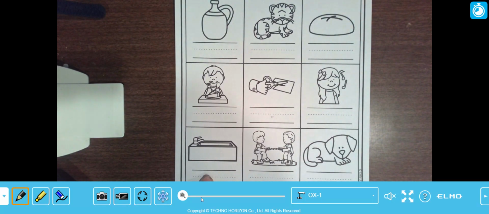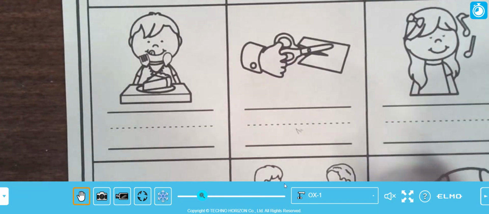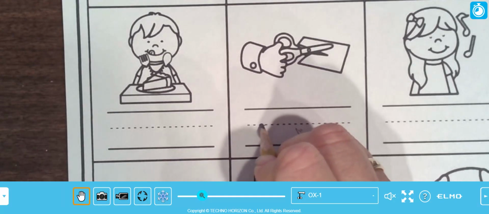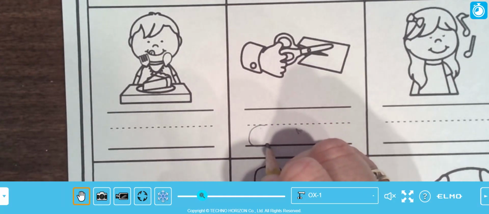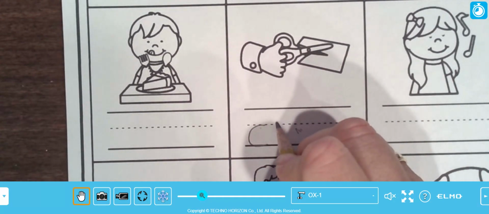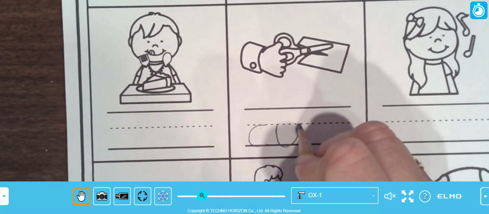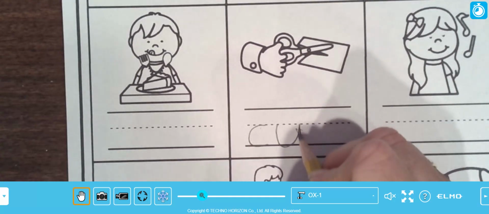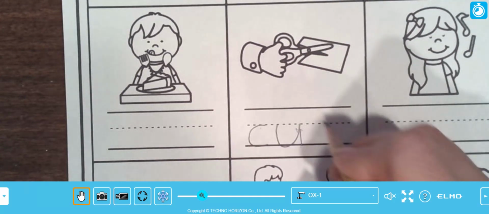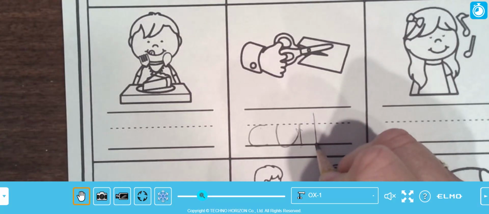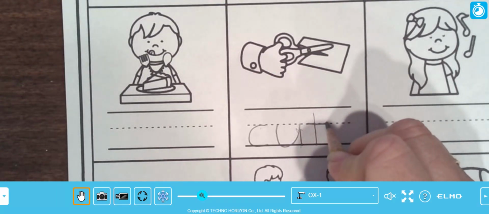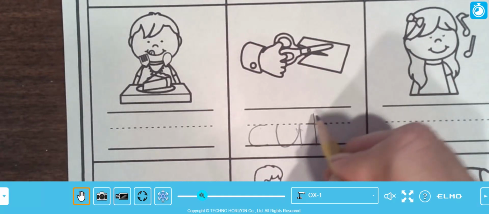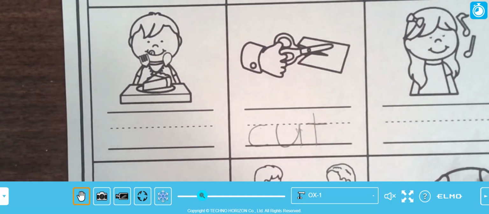So I'm going to make it bigger so you can see me as I'm writing down the word cut. Here we go. Ready? Start at the middle line and make a C. And then the U is a cup. There's the cup and then the stick. And then the T is a stick and then a cross. So C, cup, stick, stick, cross. This is the word cut.